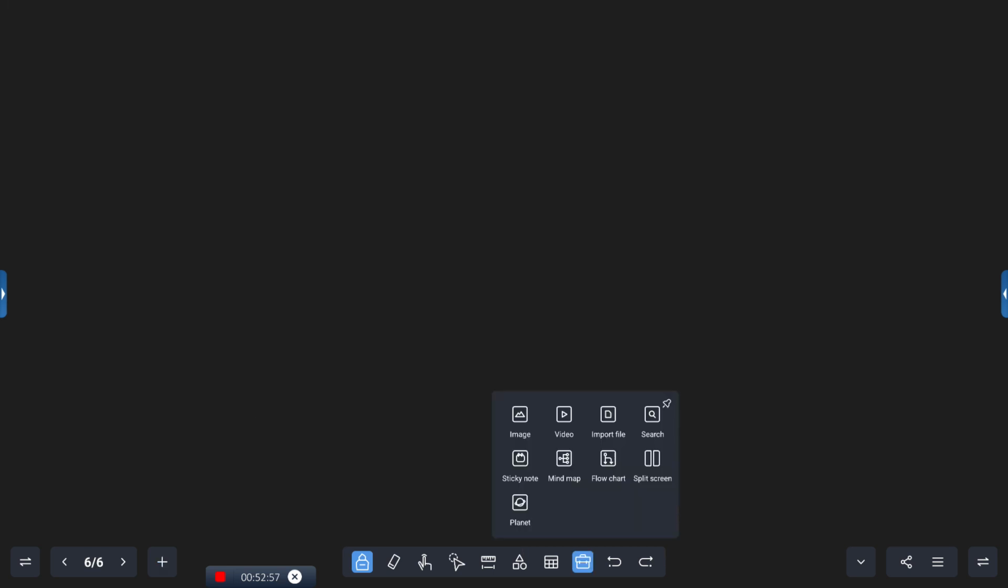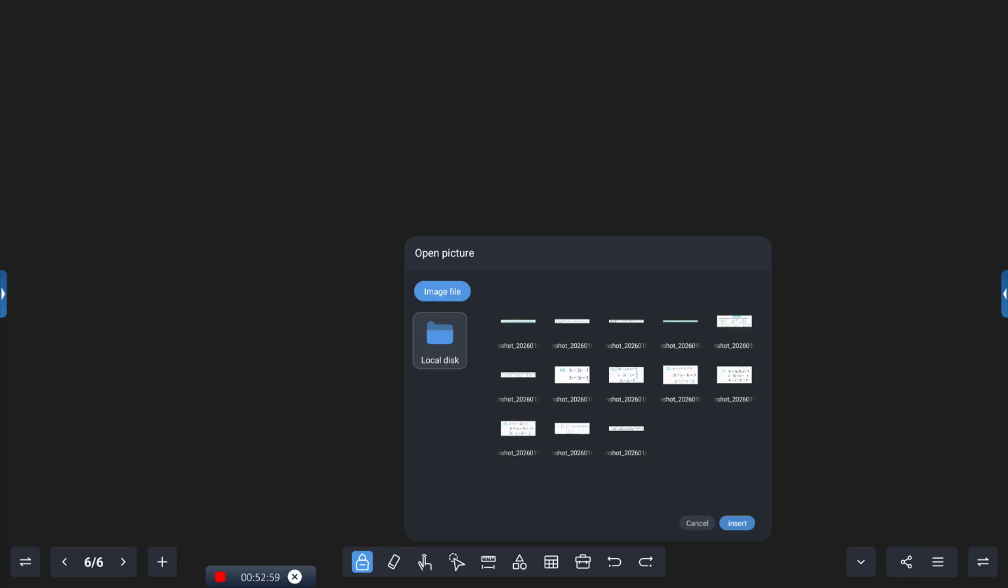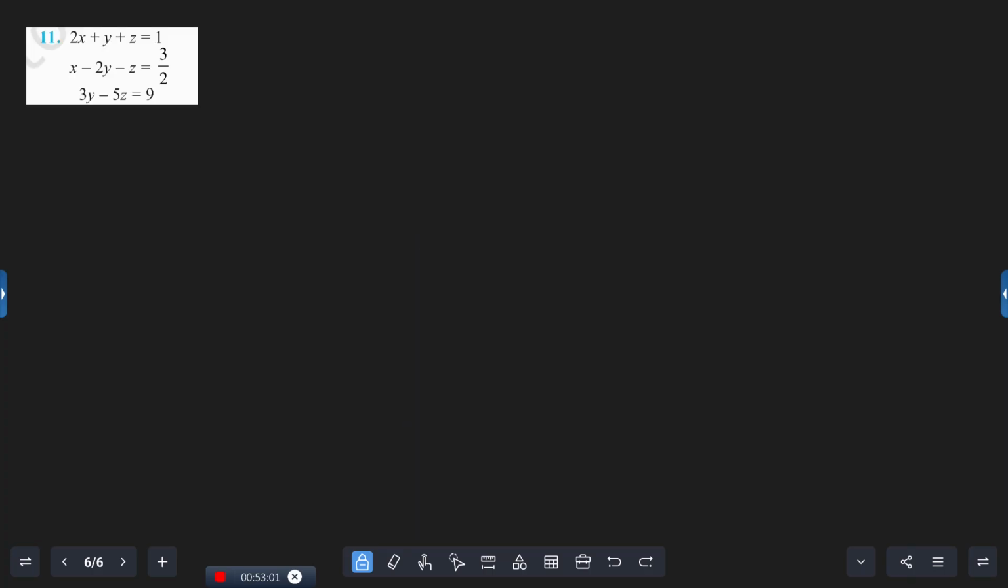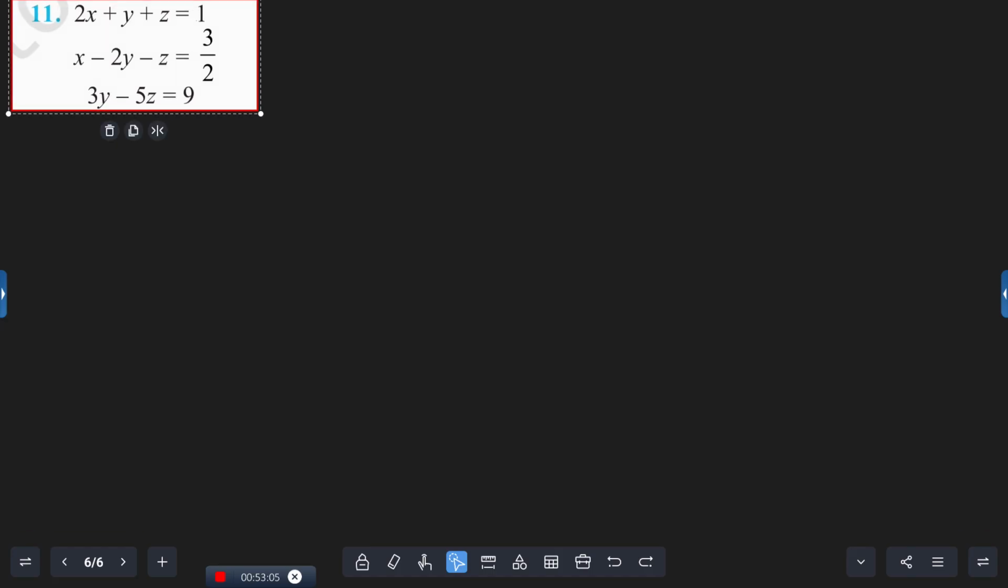For the next one, question number 11. This is also a linear equation. We have to solve this. First, the A matrix. Listen, pa. 2 1 1. Second, we have to write all the coefficients now. So 1 minus 2 minus 1.